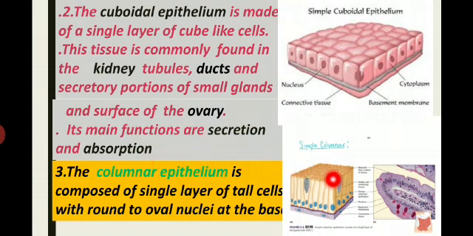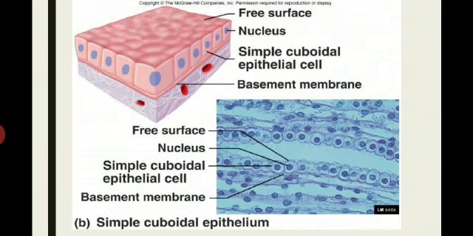The third one is the columnar epithelium. You see the structure like that. It is pillar-like. The columnar epithelium is composed of a single layer of tall cells. How will the cells be? They are tall, with round to oval nuclei at the base region. Base region means bottom. Okay? So the columnar epithelium is composed of a single layer of tall cells with round to oval nuclei at the base region. You have to see the diagram.